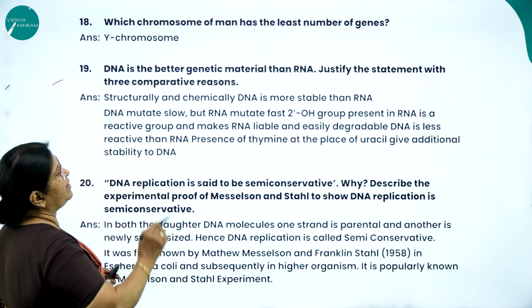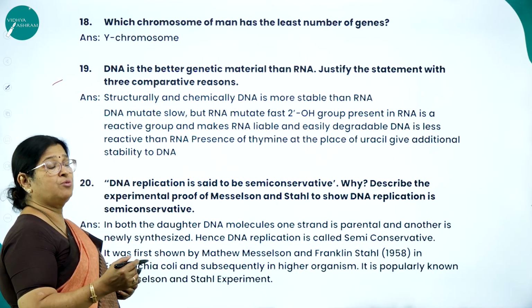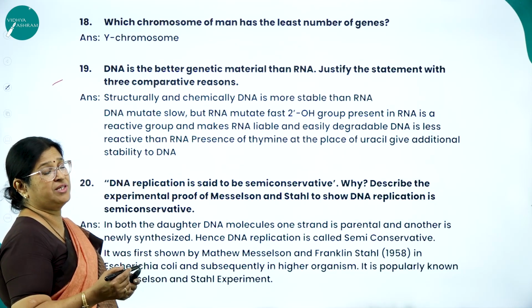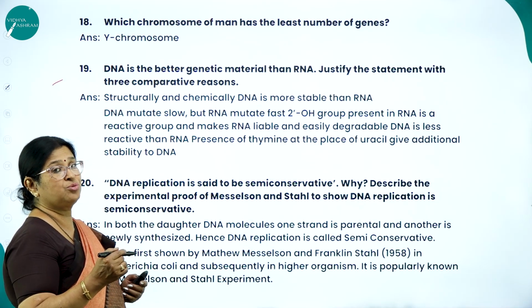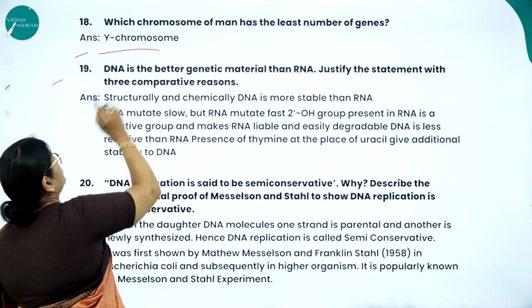Which chromosome of man has the least number of genes? Chromosome 1 has the highest number of genes, and the Y chromosome has the least, that is 231. So it is the Y chromosome.